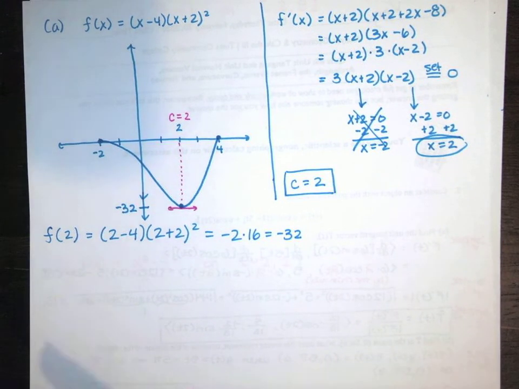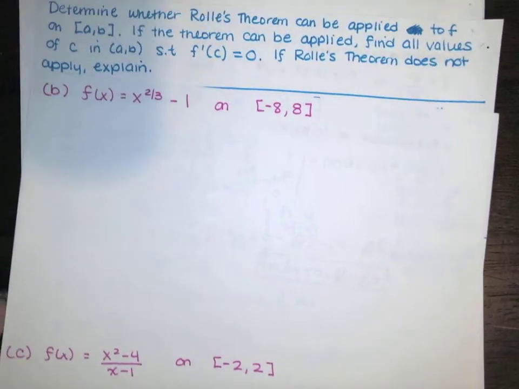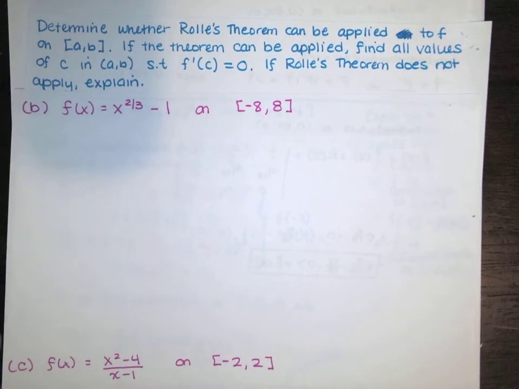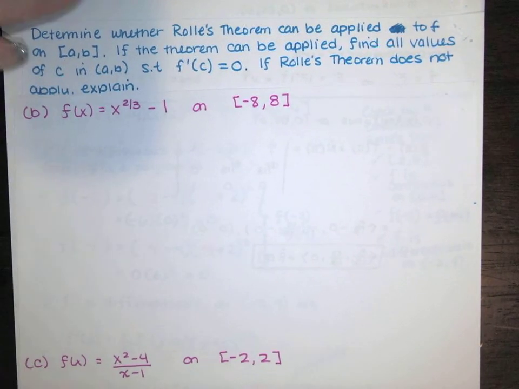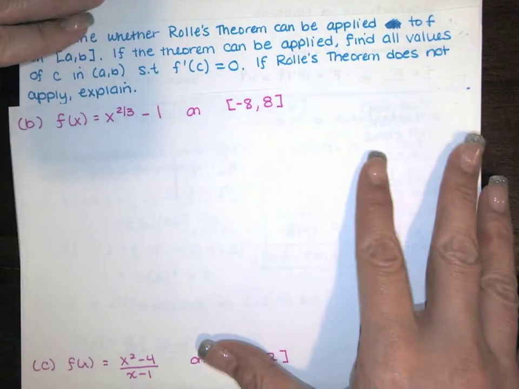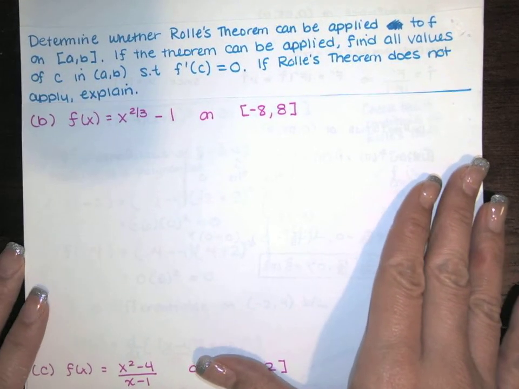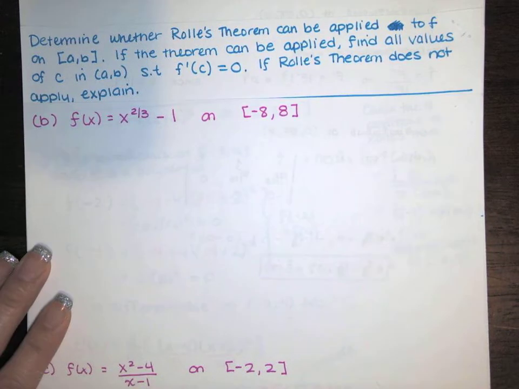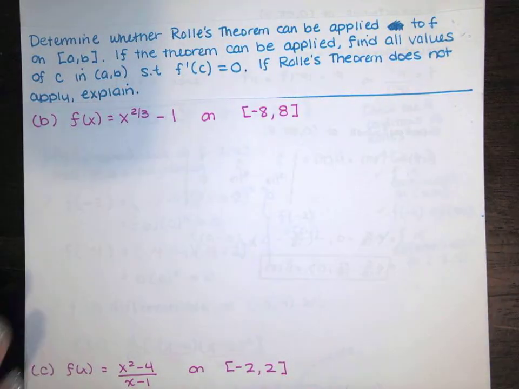That's what we do when it applies. Let's look at some other examples. Same question, different functions. Question is still, determine whether Rolle's theorem can be applied to the function on the closed interval from a to b. If the theorem can be applied, find all the values of c in the interval from a to b such that the slope is 0. If Rolle's theorem doesn't apply, explain. So remember what you're doing. You're checking all of those conditions.